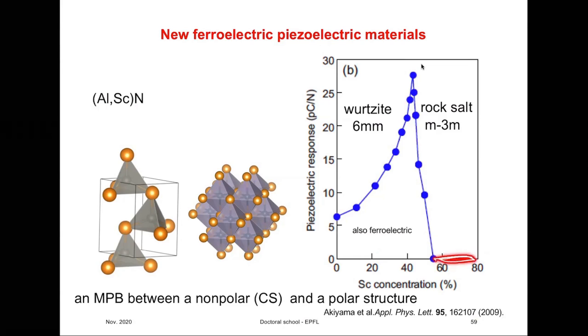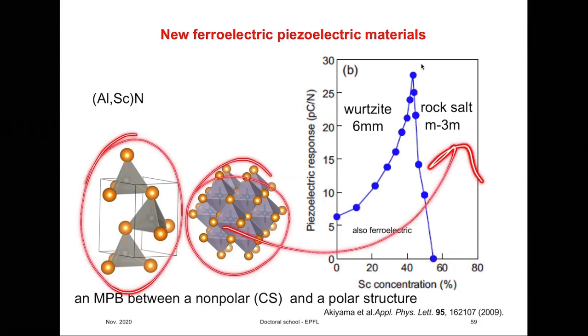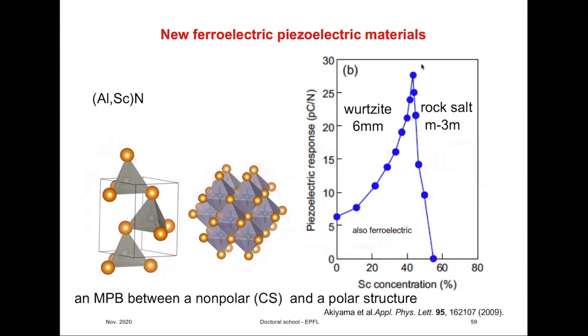You see, you get a 0 piezoelectric coefficient here. And this looks exactly like a morphotropic phase boundary that we were discussing before. And that's why I'm spending some time on this material. So this is rock salt structure. This is Wurtzite structure.